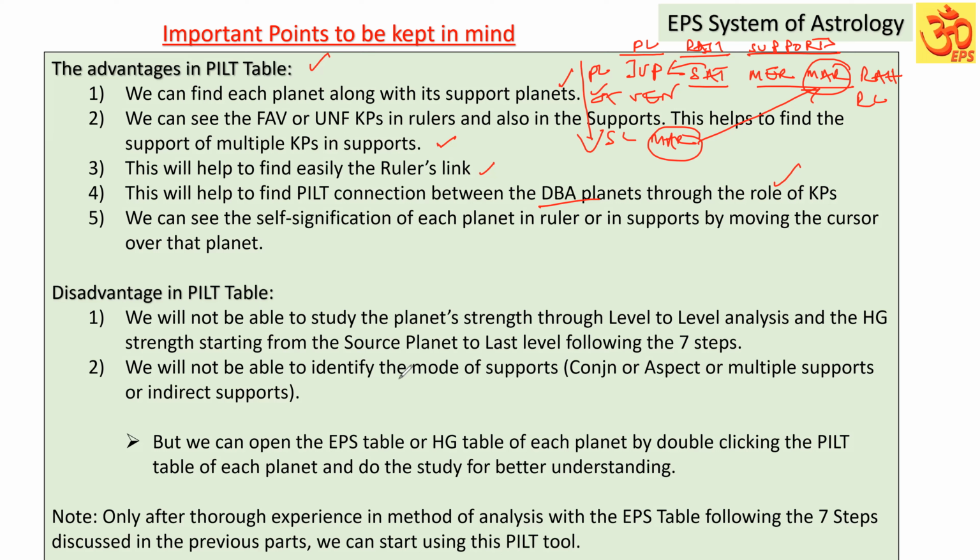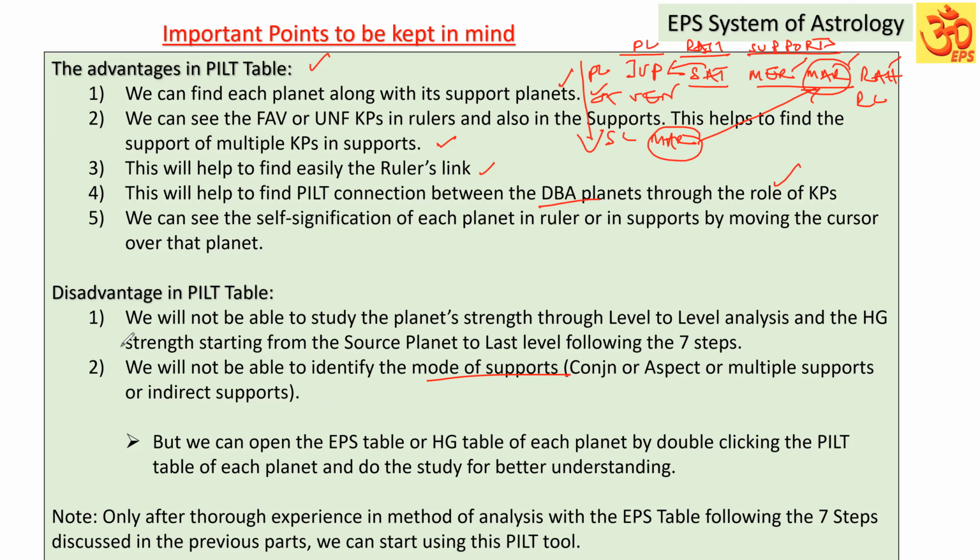Second, we will not be able to identify the mode of support. Suppose I say the support planets are Mercury, Mars, and Rahu. How Mercury is supporting Jupiter, whether by conjunction or aspect, we will not be able to see. How Mars is connecting to and supporting Jupiter, we will not be able to see that mode of support, because only the names are given under the support columns. Whereas in the EPS table, we can see whether it is conjunction or aspect, or multiple supports or indirect supports, everything individually. So here we will not be able to see that.